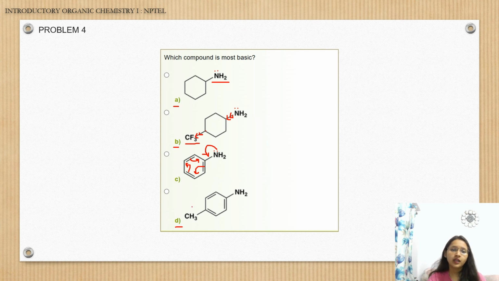Now coming to option number D. Methyl is present at the para position of this aniline. Here it is an electron releasing group. It will release electrons towards this aromatic ring, which in turn makes this nitrogen more basic than plain aniline. So if you have to compare between these two, which is more basic?